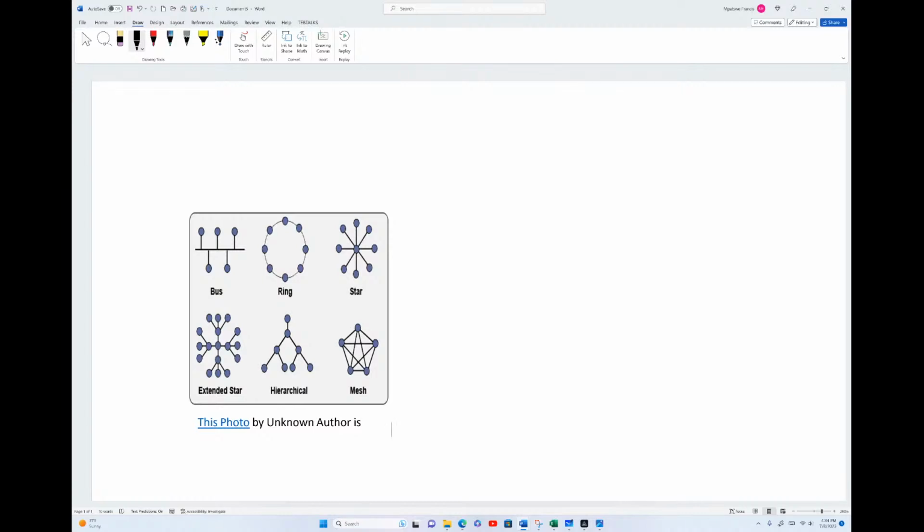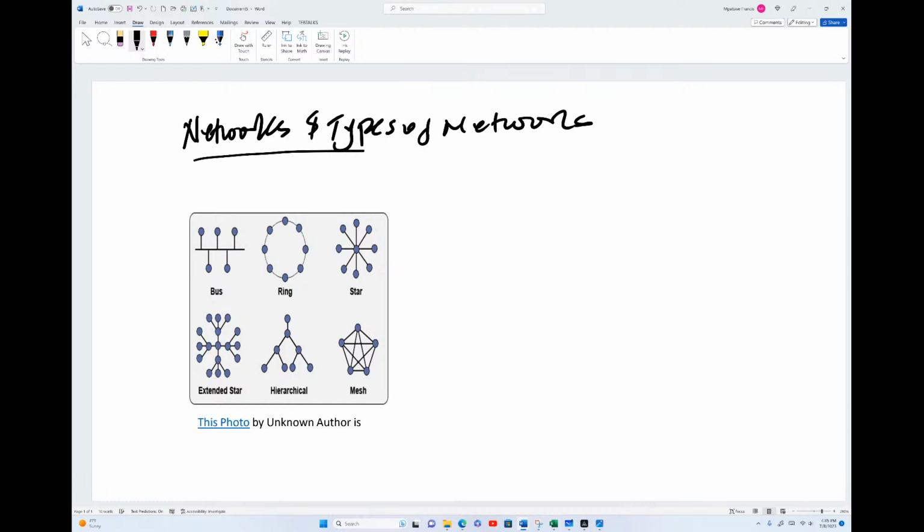In the previous video, we looked at the network and different types of network, where we looked at the definition of network, and we said a network is the interconnection of different computers with the main purpose of sharing resources.